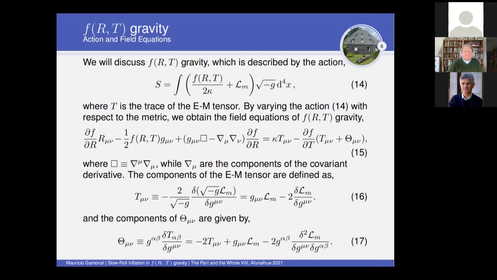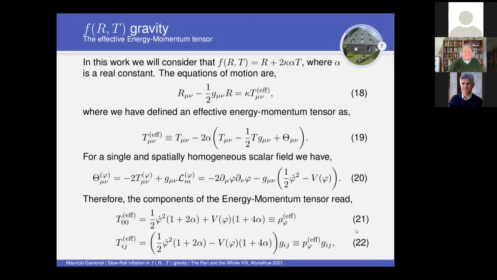If we vary the action 14 with respect to the metric, we obtain the field equations. In this case, we obtain a term theta, which is defined by equation 17. And we define the energy-momentum tensor as usual, as the variation of the matter Lagrangian of the action. In this particular work, we consider this functional form of the function f, with minimal coupling between matter and gravity, and it's the simplest model we can work on. The equations of motion can be cast in the form of equation 18. It is very similar to the Einstein equation, but in this case there is an effective energy-momentum tensor given by equation 19.